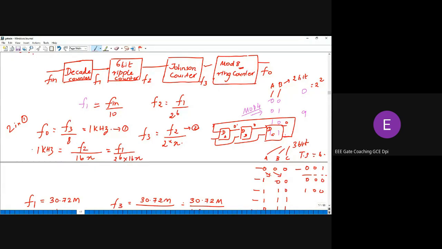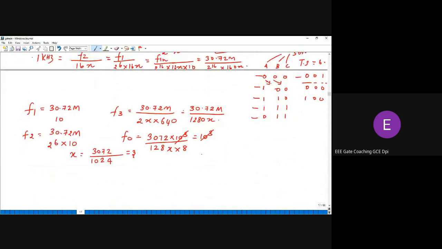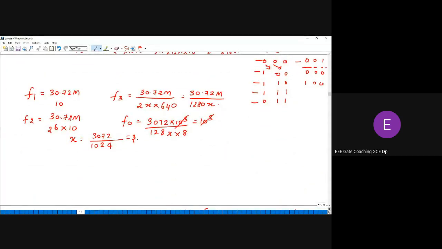Okay. So what is F1? F1 is nothing but Fin divided by 2 power 16 into 16x into 10, right? So what is Fin? Fin is nothing but 30.72 megahertz divided by 2 power 16 into 160x. If I solve this one, I will get the value of x, right? So the x value is nothing but 3. X is equal to 3.